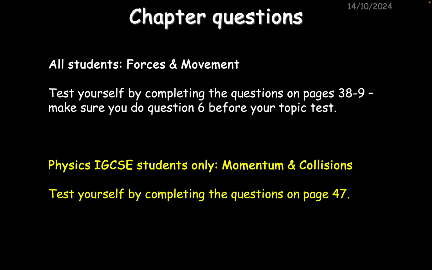Okay, so for students doing the edXLI GCSE, if you're doing the double science, you need to look at question 6 on pages 38 to 39 in your textbook to test yourself before you do your topic test. And for students doing physics IGCSE, you also need to look at moments and momentum and collisions, and we did that in a previous video, and there's additional questions to do on page 47.